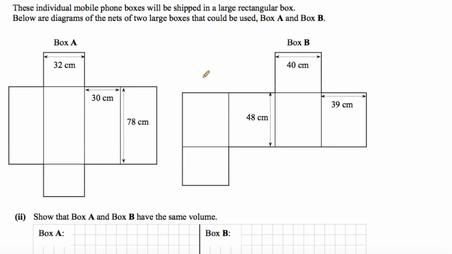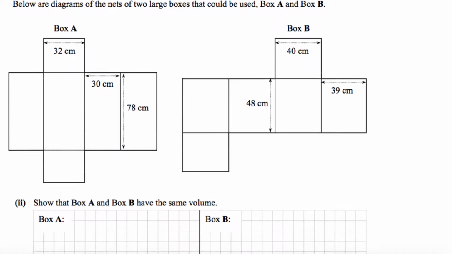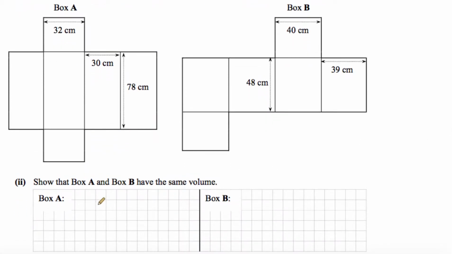These individual mobile phone boxes will be shipped in a large rectangular box. Below are diagrams of the nets of two large boxes that could be used, box A and box B. Here's box A and box B. And part 2 says show that box A and box B have the same volume.